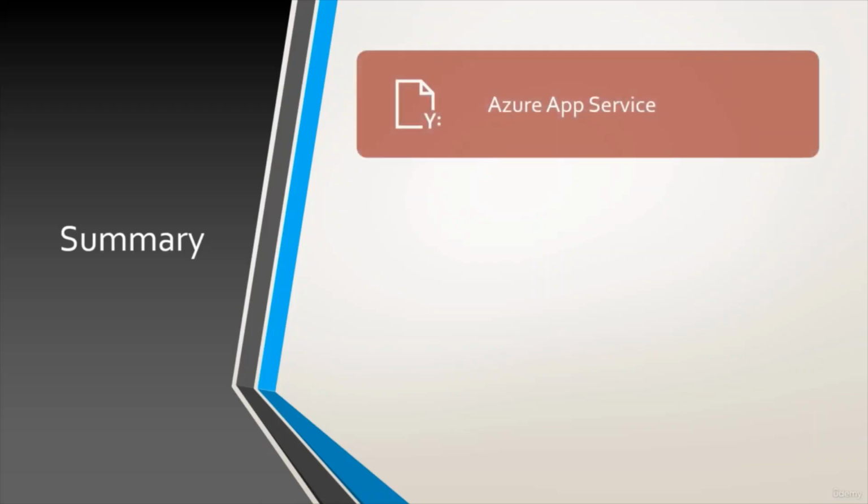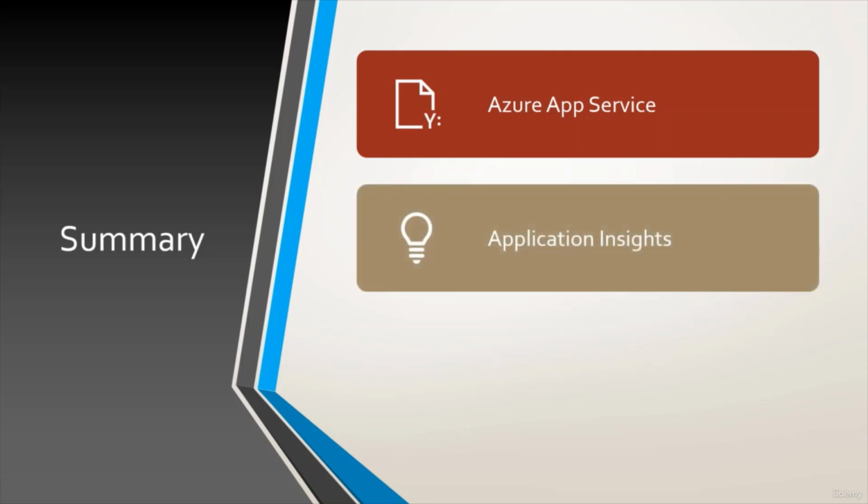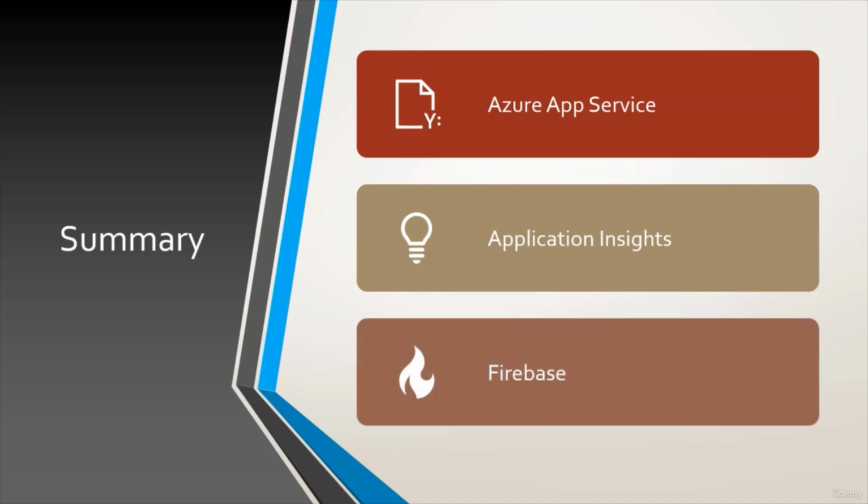We published our ASP.NET Core application in an Azure App Service. We also created our database in the cloud from Entity Framework Core migrations. We used Application Insights to see an error in our application in production, and then we fixed it. We also published our React application on Firebase for free.